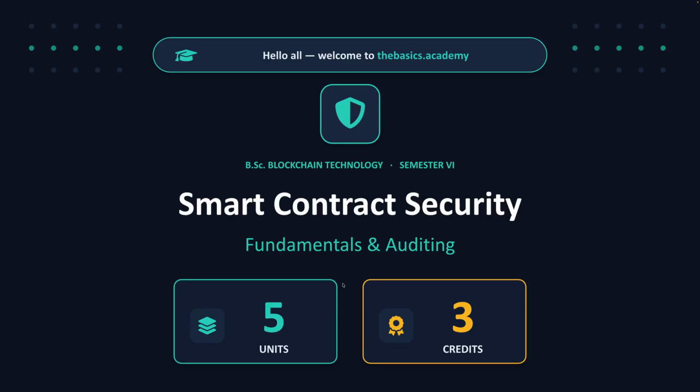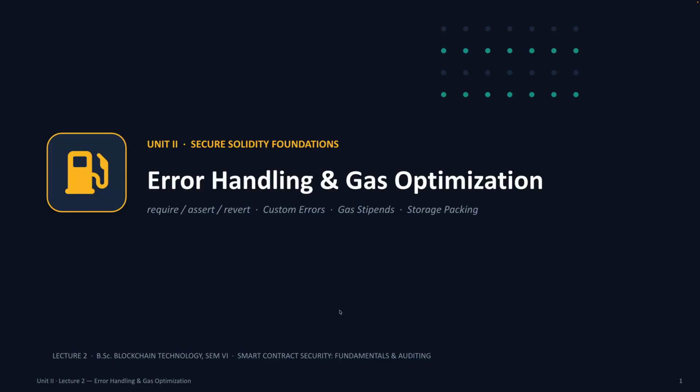This is Smart Contract Security, Fundamentals and Auditing, a 5 units, 3 credit course in the BSc Blockchain Technology program. Let's get into it. Today we are going to talk about error handling and gas optimization, in which we will look into require, assert, revert, then get into the depths of custom errors, gas stipends, and storage packing.